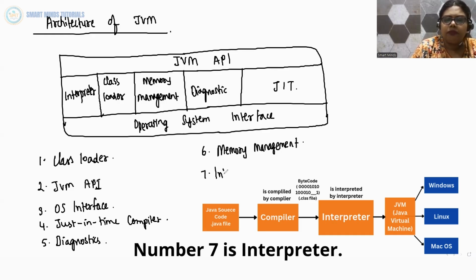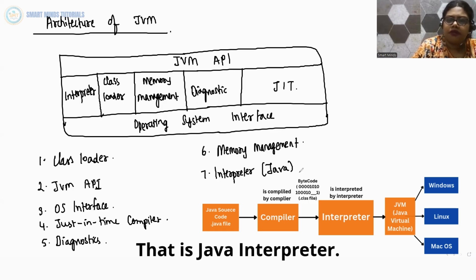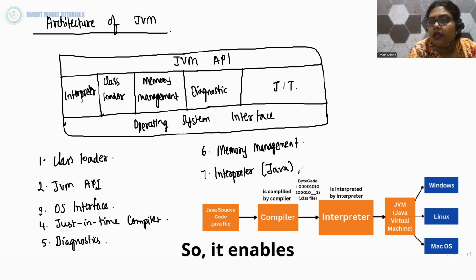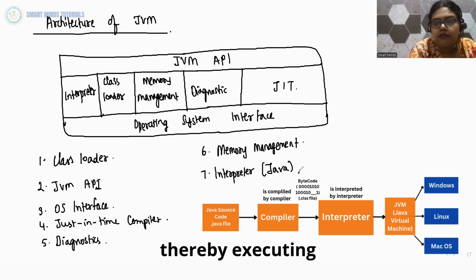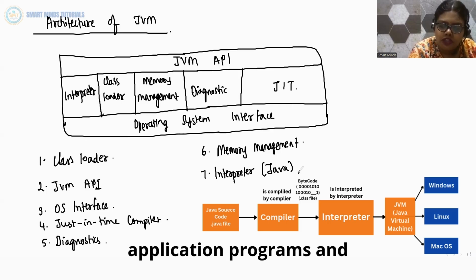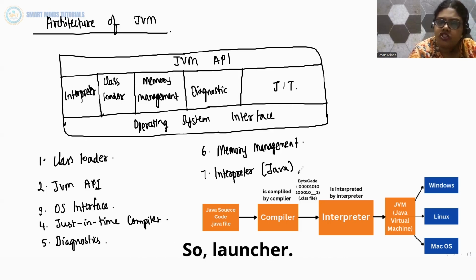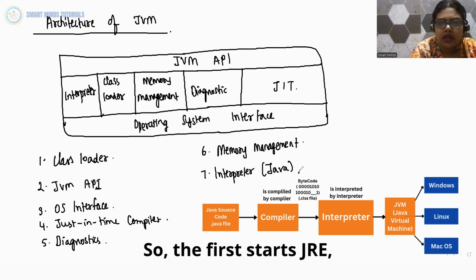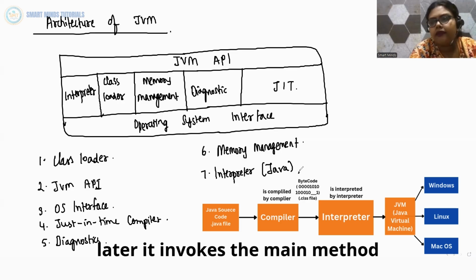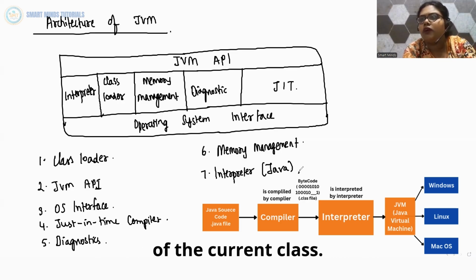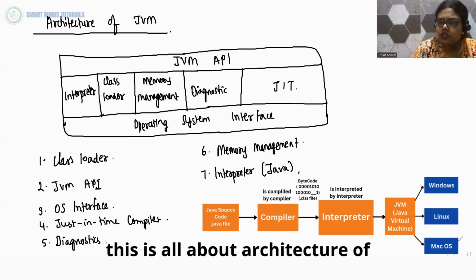Number seven is interpreter, that is Java interpreter. It enables reading and understanding of bytecode files, thereby executing application programs and applets. It is a Java application launcher. It first starts JRE, then loads the specified class, and later invokes the main method of the class. So this is all about the architecture of JVM.